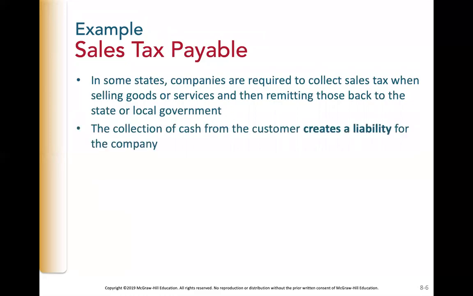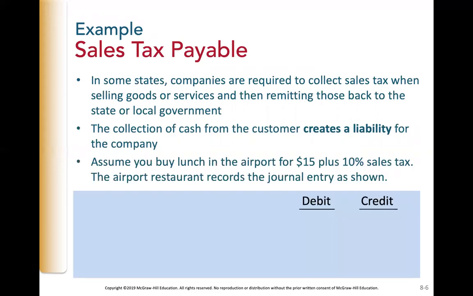The collection of cash from the customer creates a liability for the company. It is not a revenue. Hear me. When they collect the money, the sales tax, it is not a revenue to the company. It is a liability. That company owes North Carolina Department of Revenue money. They're simply holding it to be sent to them at a later date in time.